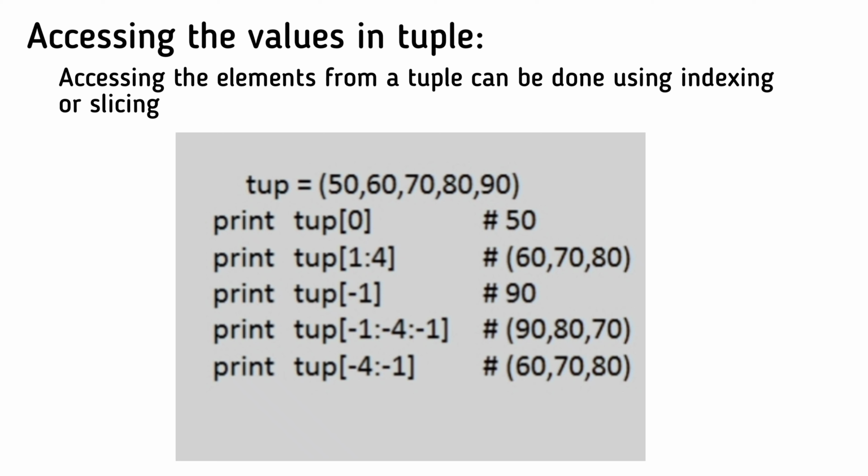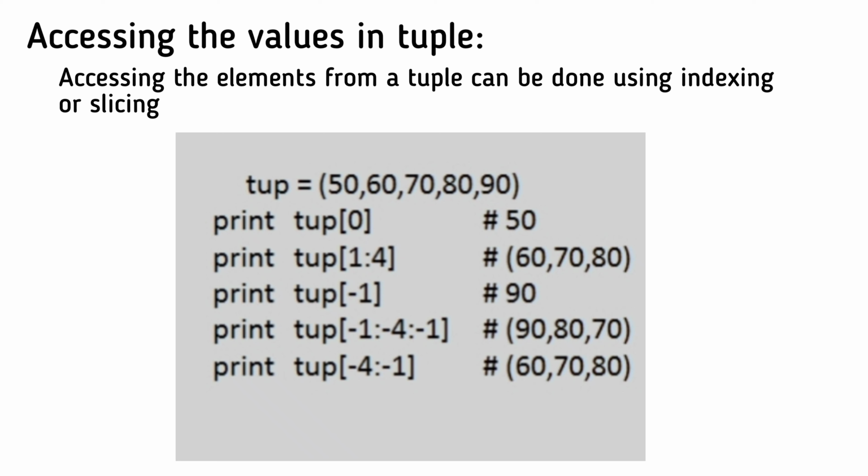Here I take a variable tup that has 5 values: 50, 60, 70, 80, 90. I print tup of 0, which prints the first element, 50. And I print tup of 1 colon 4, it gives 60, 70, 80. That means it gives tup of 1 to tup of 3.